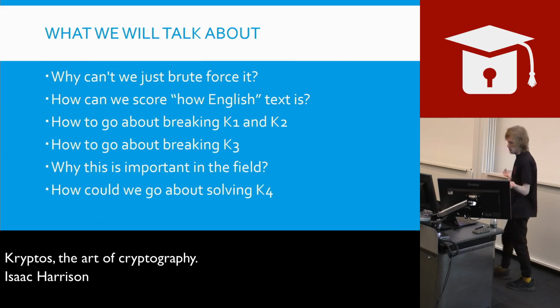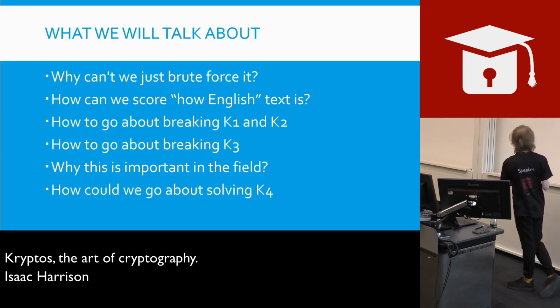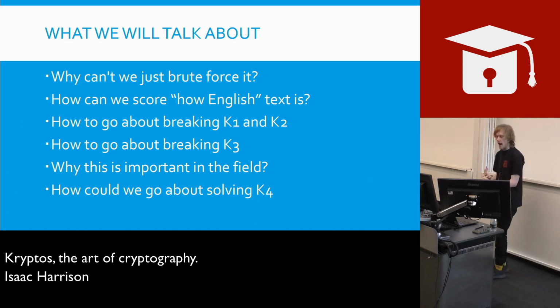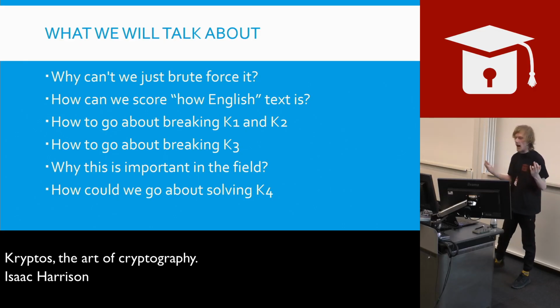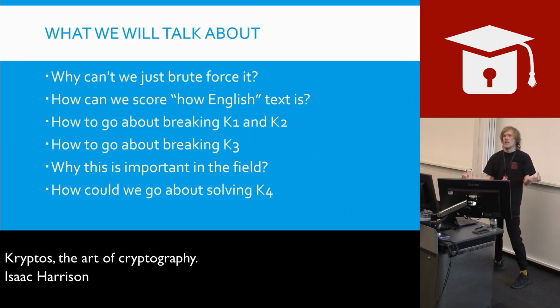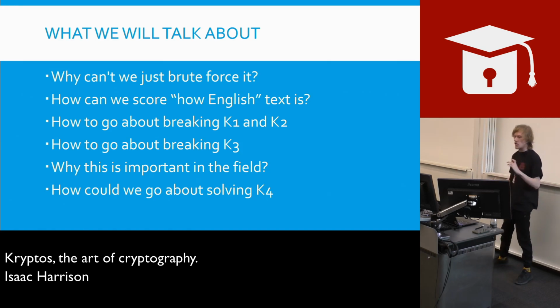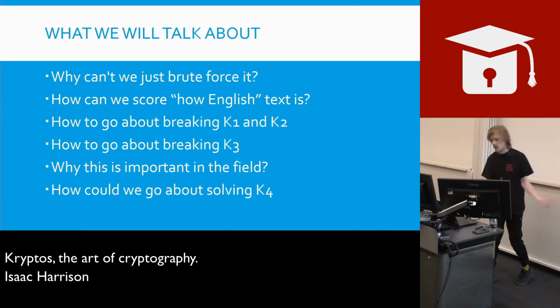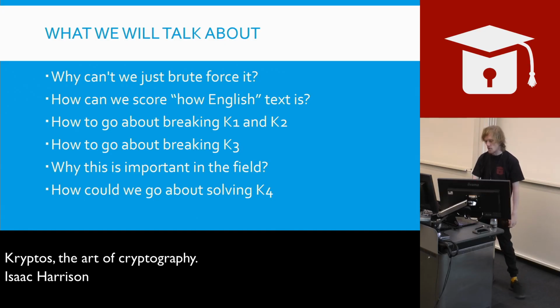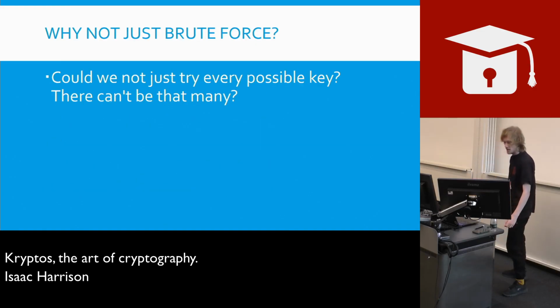So, what we're going to talk about is how to brute force classical ciphers, how we score ciphers, and how English is something that's quite a hard thing to quantify, so how can we tell if something is English? We're going to go through breaking Kryptos 1, 2, and 3, talk about why it's important, and then talk about how you'd go about solving 4 and how people have tried, but we're not actually going to get to a solution because I've not done it. So, if I had, it would be great.